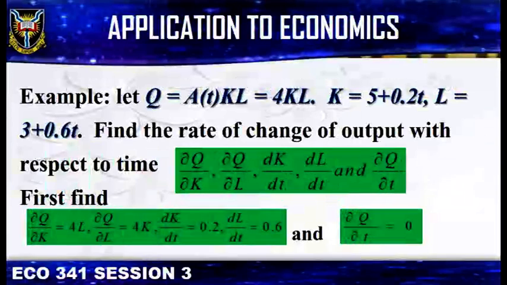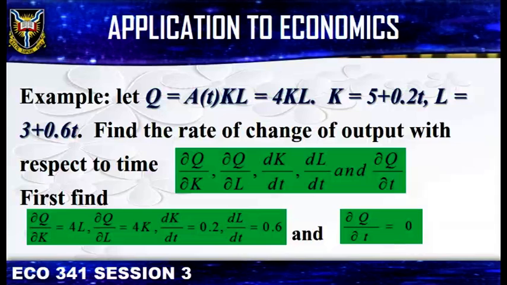Example: let Q is equal to A(T) KL, which is equal to 4KL. K is equal to 5 plus 0.2T. L is equal to 3 plus 0.6T. Find the rate of change of output with respect to time. First find partial dQ partial dK, partial dQ partial dL, dK dT, dL dT, and partial dQ partial dT.